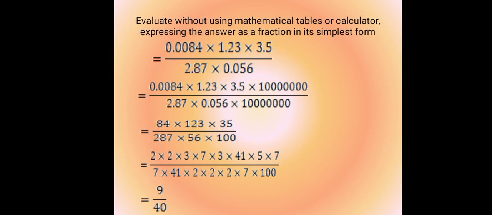Now what do we remain with? For the numerator we only remain with 3 times 3, which is 9. For the denominator we only remain with 4 times 10, which is 40. So our answer is 9 over 40.